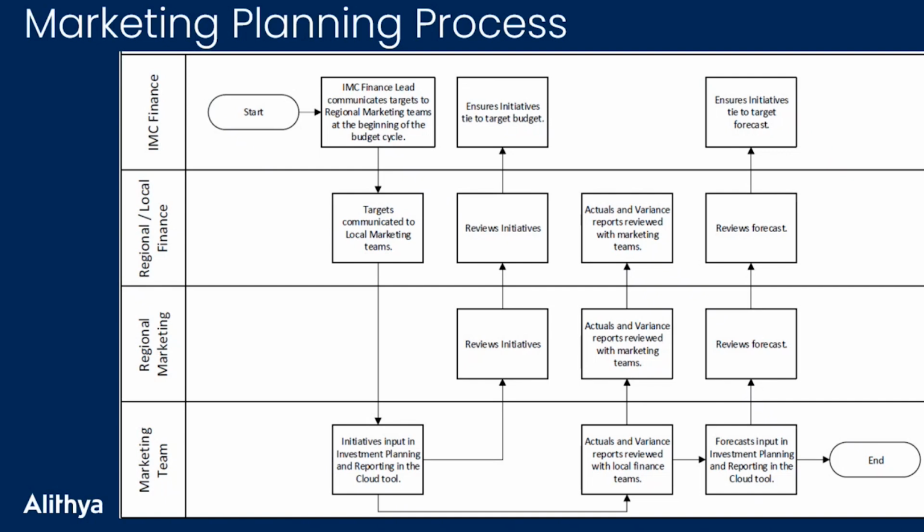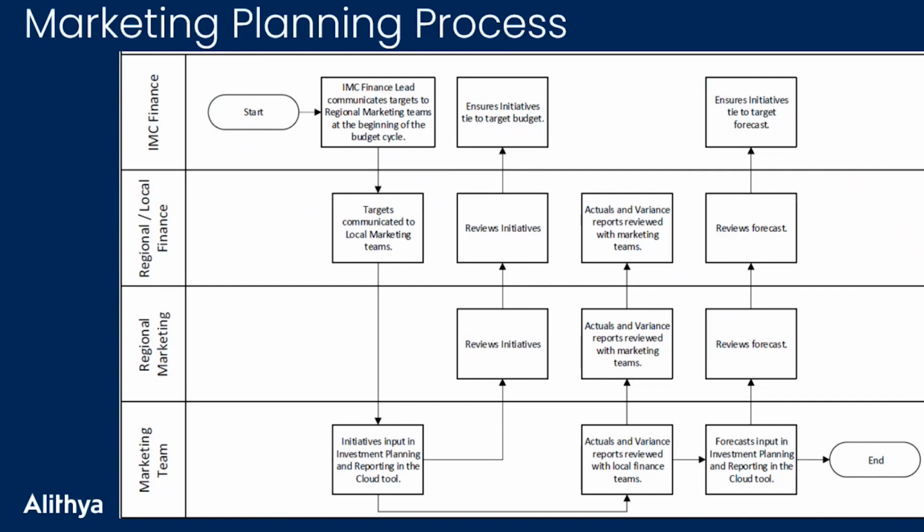Looking at the macro level of the marketing planning process, if I look at the rows in terms of the teams, I start off with corporate finance. The next level down, which is regional or local finance, is what I would consider a business area finance team. And those top two levels are typically the levels that we'll see at best within traditional FP&A or financial planning processes. The next two levels down are regional marketing and the marketing team.